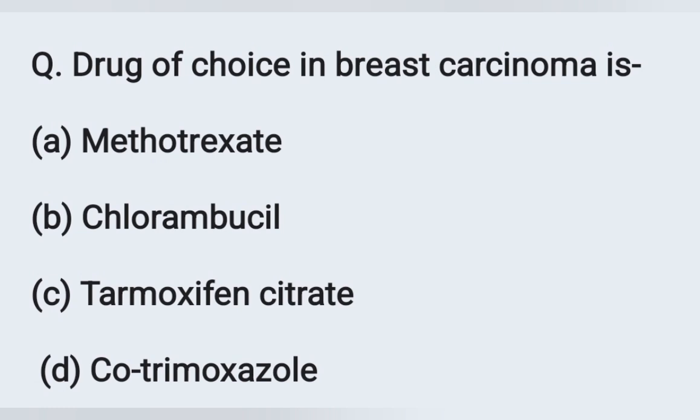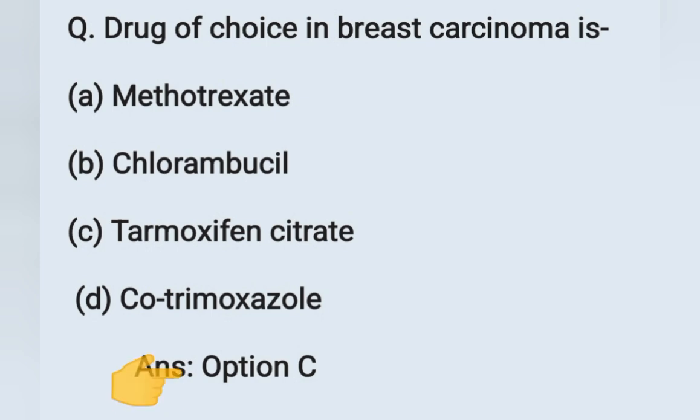And the next question is, drug of choice in breast carcinoma is options. Option A methotrexate, option B chlorambucil, option C tamoxifen citrate, option D cotrimoxazole. And the correct answer is tamoxifen citrate. Option C is the correct answer. Drug of choice in breast cancer.